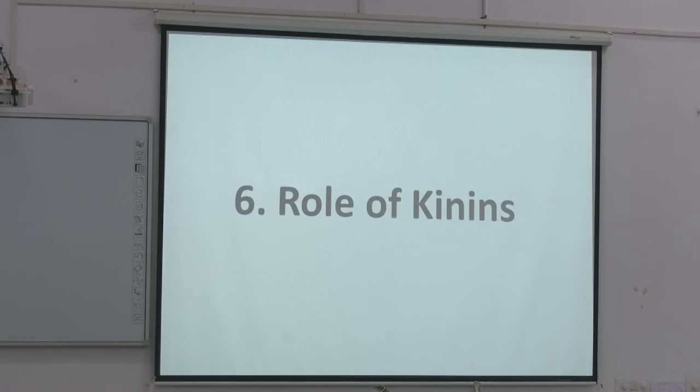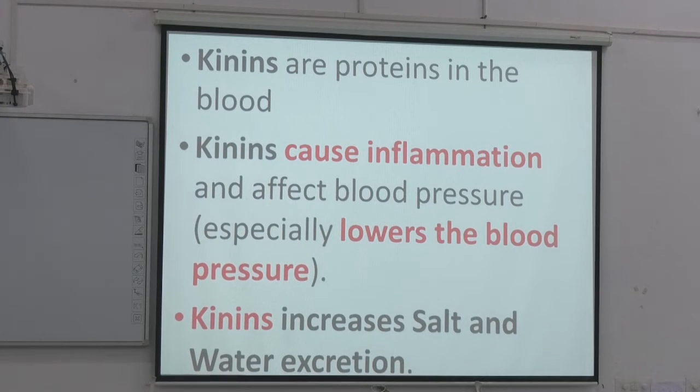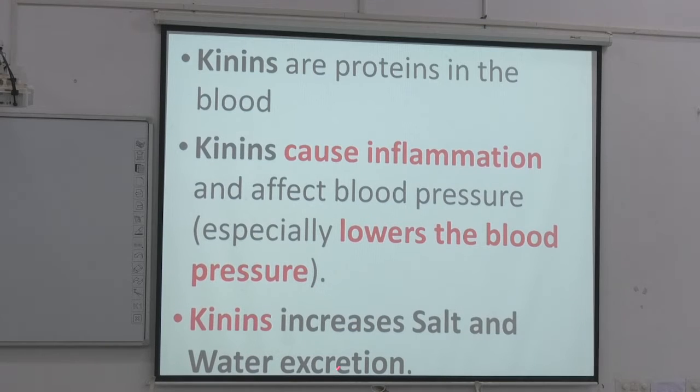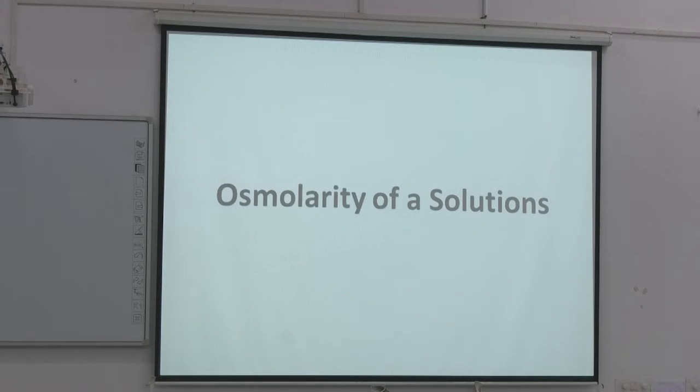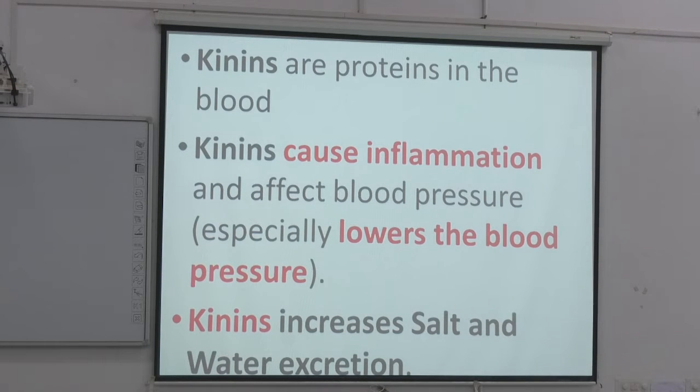Okay. Now the role of kinins. Kinins are proteins in the blood. Kinins cause inflammation and affect blood pressure, especially lowering the blood pressure. You have to write this as a point. Kinin increases salt and water excretion. Okay. So these are all the factors which can maintain the electrolyte balance and different functions.